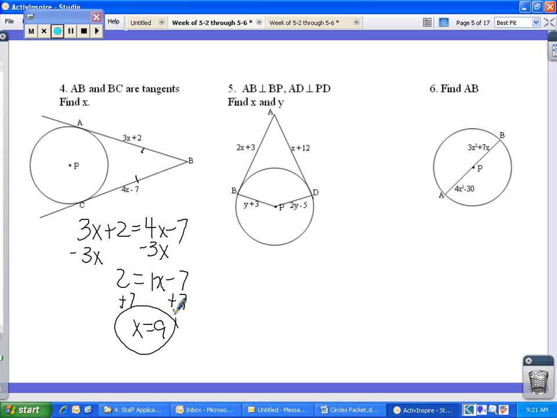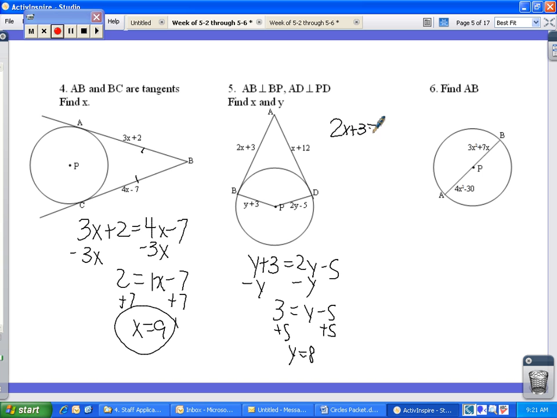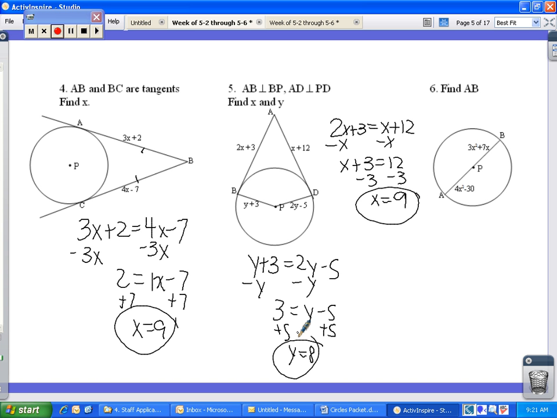Same thing on the next one. To solve for the y's, you know that the two radii are congruent, so y plus 3 equals 2y minus 5. And now you can solve for y and get that y is 8. Solve for x's, same thing. 2x plus 3 equals x plus 12. Solve for x, subtract 3, and x equals 9. So x is 9 and y is 8.